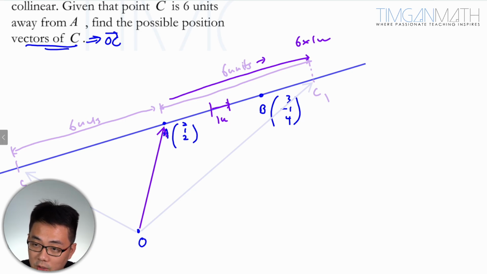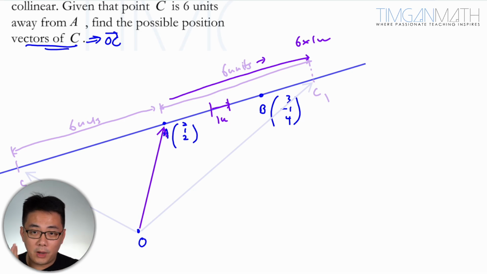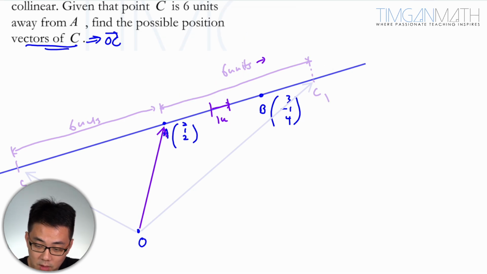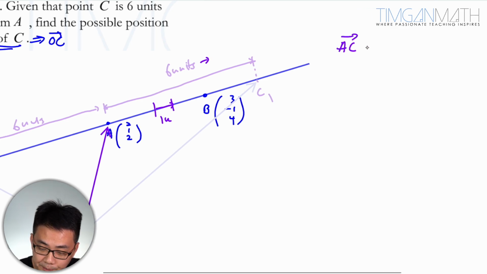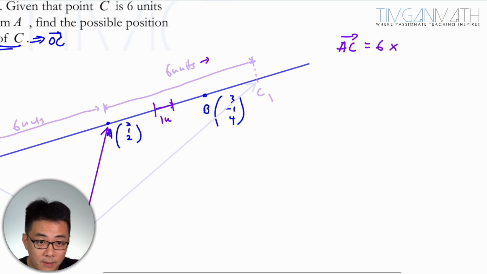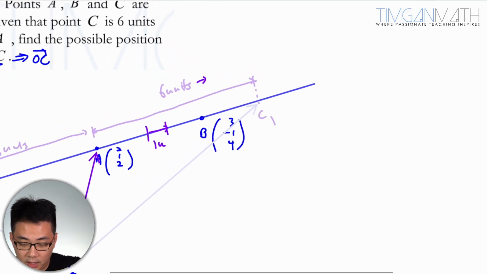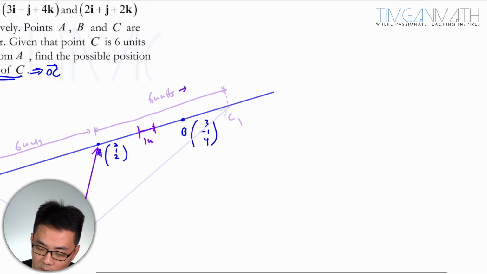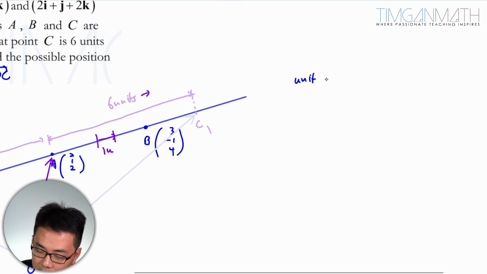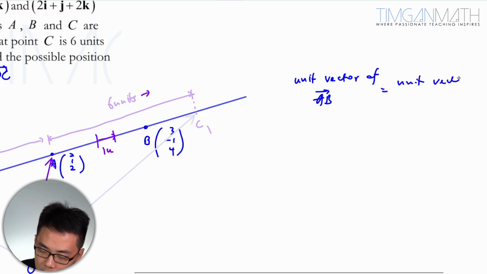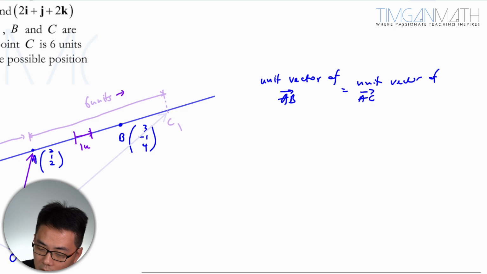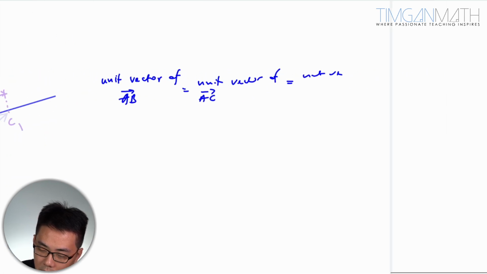Agree? It's just direct proportion. So you just take 1 unit, multiply by 6. That will give you A to C. Okay? So A to C will be 6 times the unit vector of AB. Later I'll explain. Now, the other thing is this. The unit vector of AB will be equal to the unit vector of AC, or the unit vector of BC.